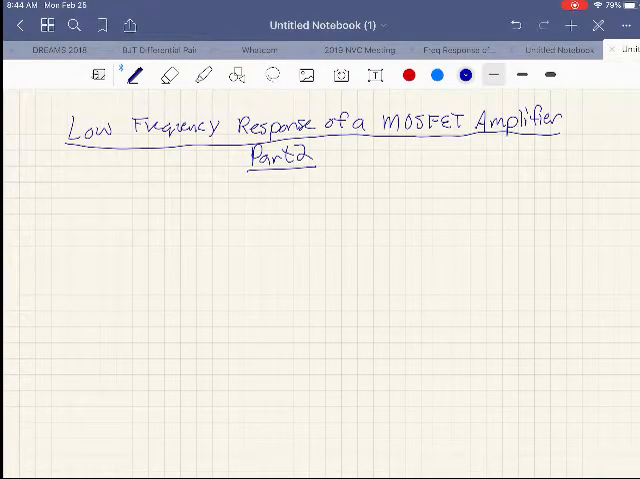All right, last class we determined some pole frequencies, and we determined three for this low frequency response of a MOSFET amplifier. So what we want to do now is take a look at which one is dominant. There are three different frequencies. What is the frequency that actually determines the cutoff for the amplifier? I just want to do a little bit of recall here.